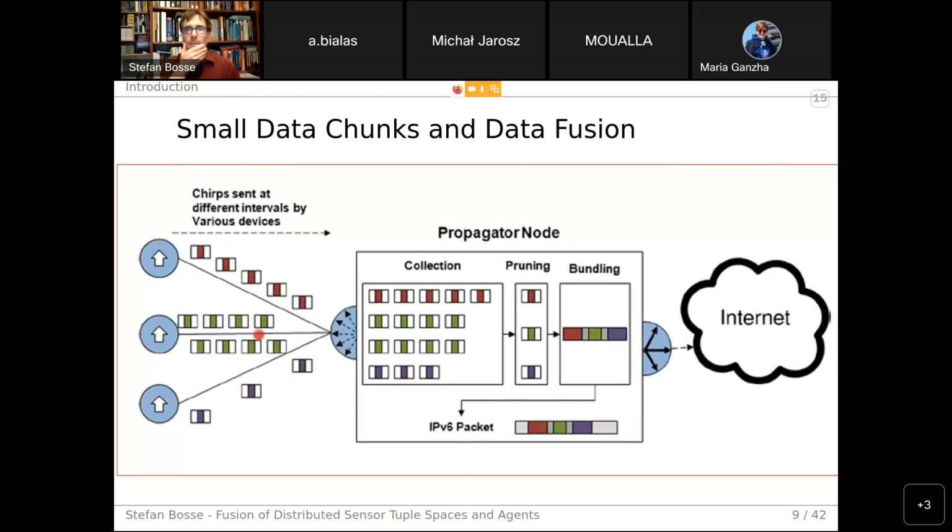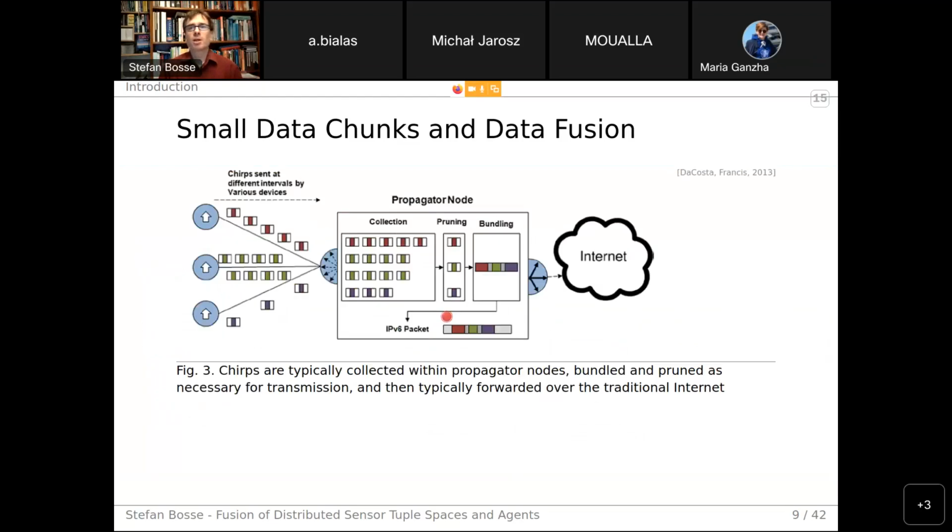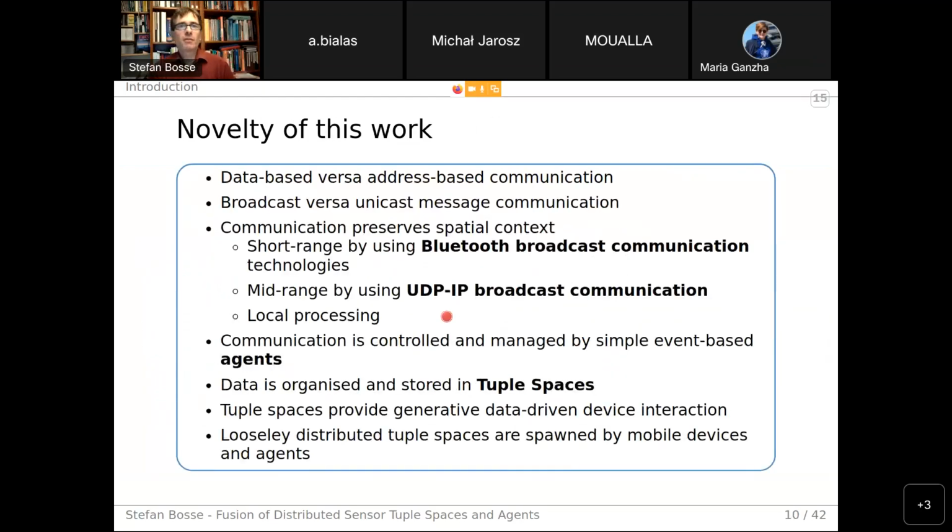And here you see the typical data flow in very small chunks, periodic, sporadic, event-based, and so on. And we have mostly a collection and aggregation in propagator nodes. So what is the novelty of this work? We have data-based versus address-based communication. We always use broadcast versus unicast message communication. That means there are no device addresses required. Communication preserves the spatial context, either by using short-range Bluetooth broadcast communication or by mid-range UDP IP broadcast communication.